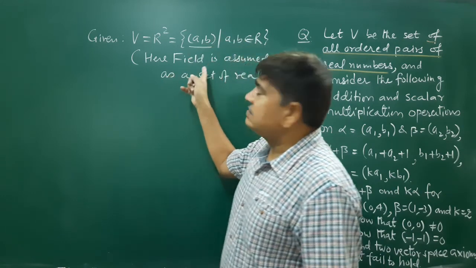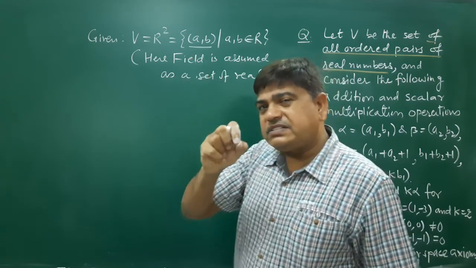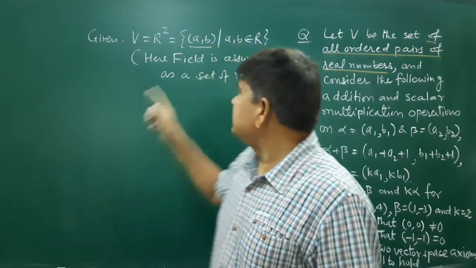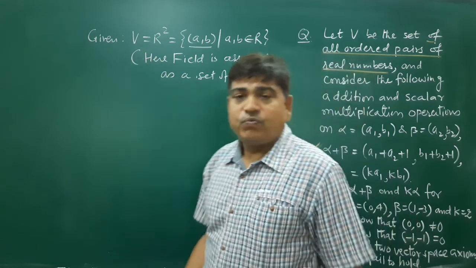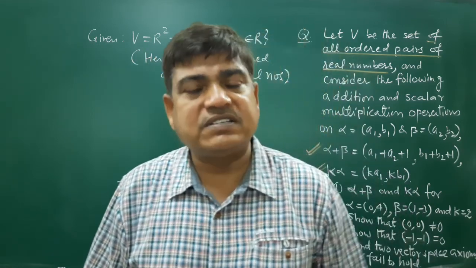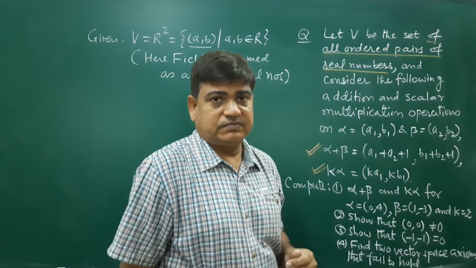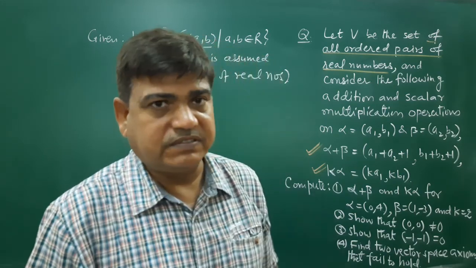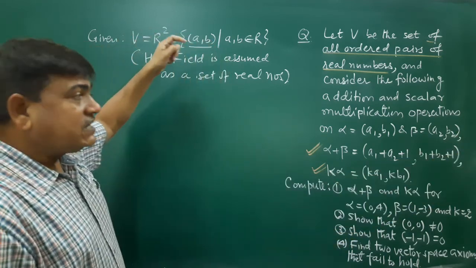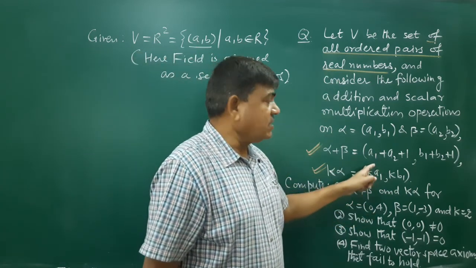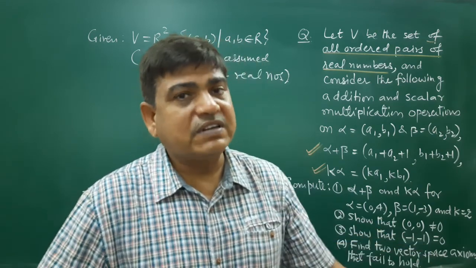Several times this example has been discussed. This is the set of ordered pairs, and if standard addition and standard scalar multiplication are given, then 100% V is a vector space. Yesterday we already discussed this. Standard addition means component-wise addition and component-wise scalar multiplication, as in matrices. So here V equals R square, but the operations given to us are not regular, not natural, not standard, as we have discussed.